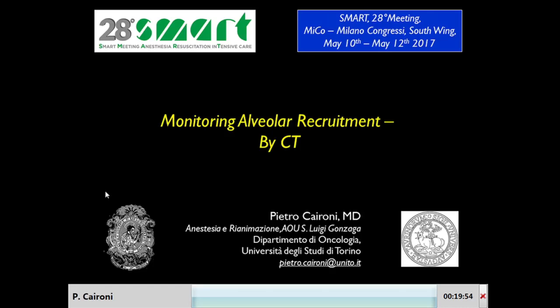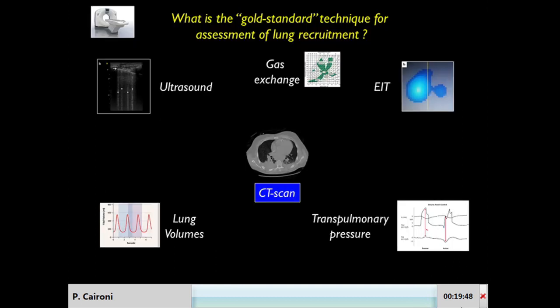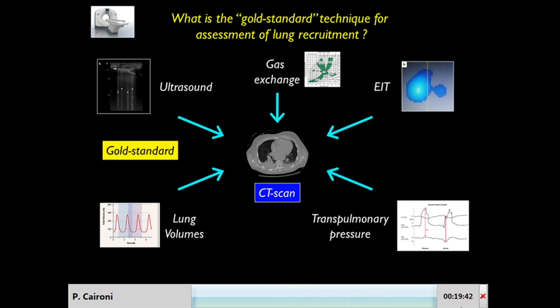So, monitoring alveolar recruitment by CT scanning. If we look at all the techniques we have discussed here, I must say that CT scanning, of course, is the gold standard. This is first of all because it's my topic, and also because I will show you what we are really measuring with CT scanning. But we have a strong limitation: it is not available yet at the bedside.